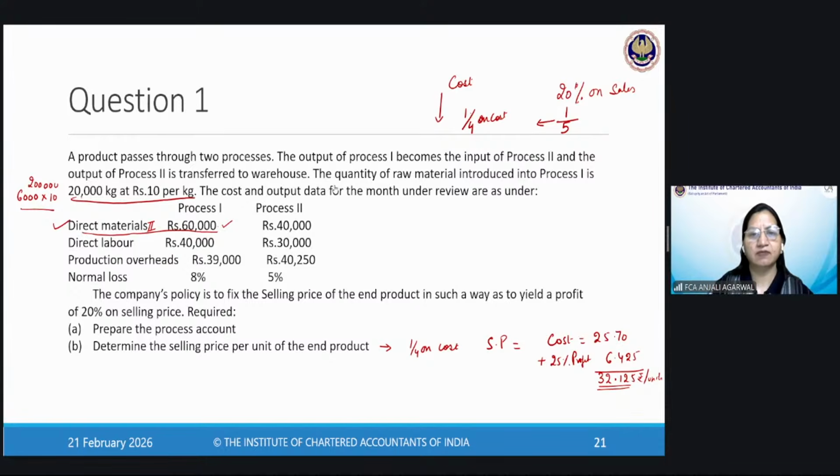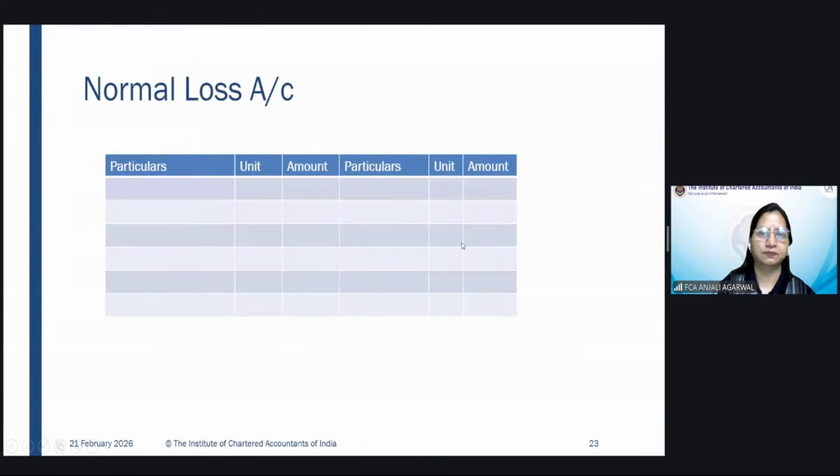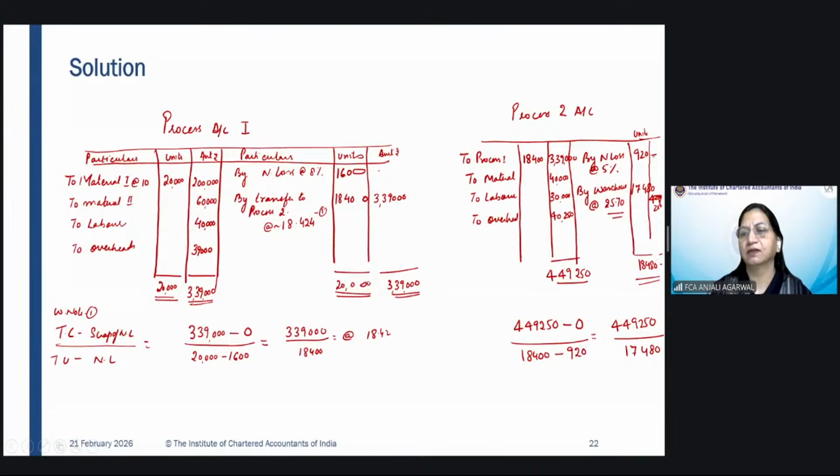Process 2 balancing figure will be moved to the warehouse. So by warehouse, 17,480 units at the rate of 25.70. Here, the amount will be written. Because of the constraint of space, I did not write it, but the same figure, 449,250, will come, which will match the total. Okay. Normal loss account will not be prepared in this case. Why? Because of the money measurement concept. Nothing has been sold. No accounting entry is possible. Okay. All right. So we can call it a day.